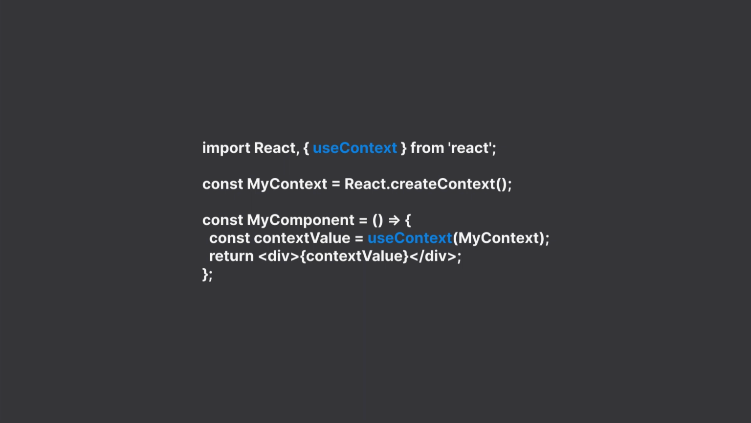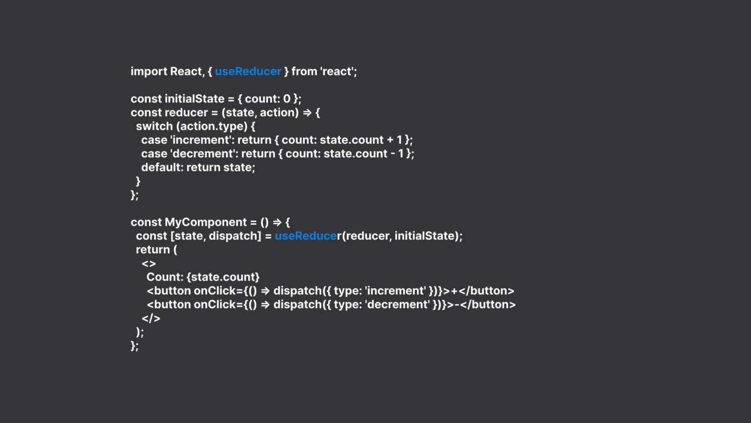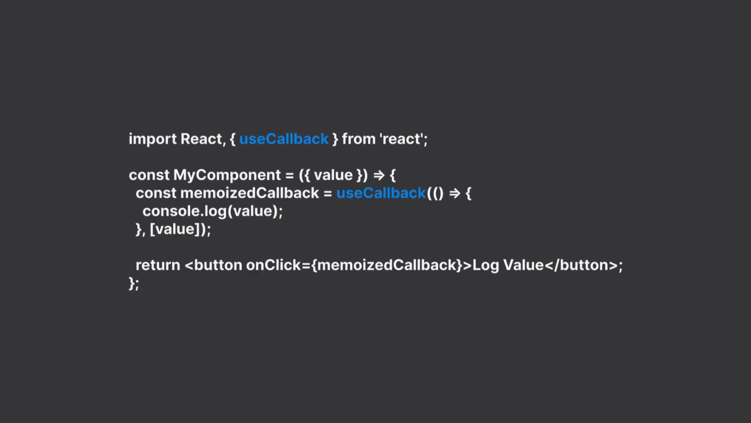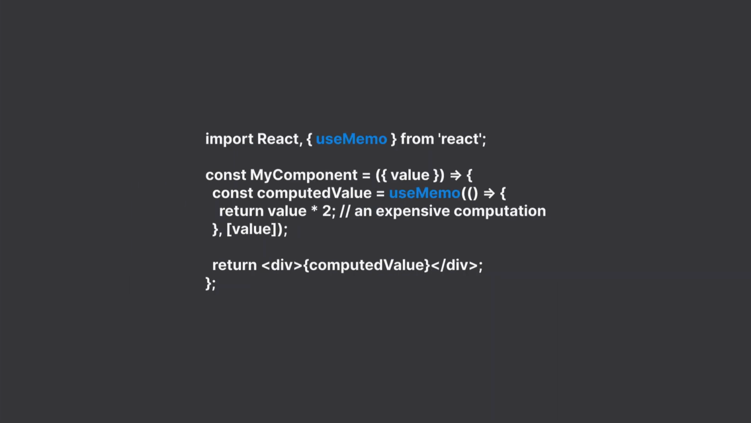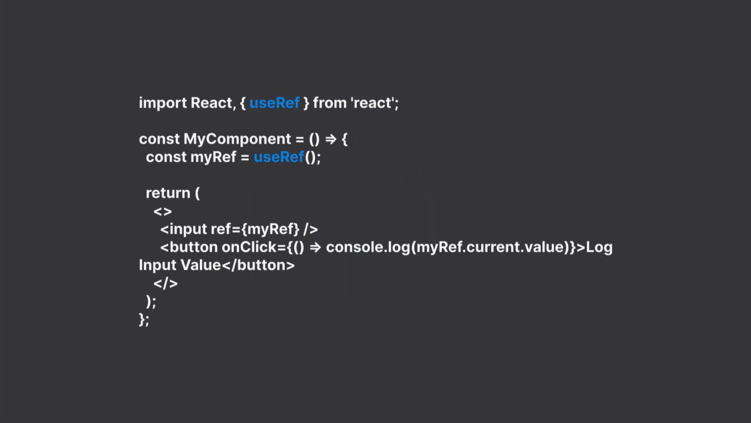And those are just the two main ones, but you also have managing context with useContext. You have advanced state management with useReducer, and then you have your performance hooks like useCallback and useMemo. And then you have other things like accessing the DOM with useRef if you want to kind of get out of React's normal render process.